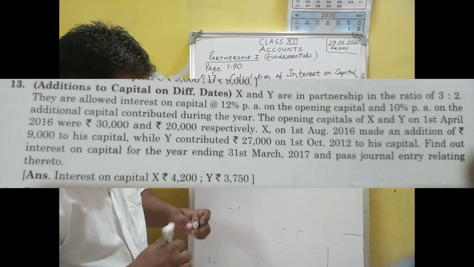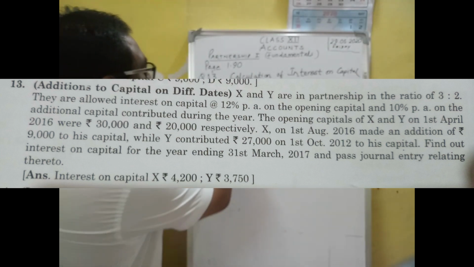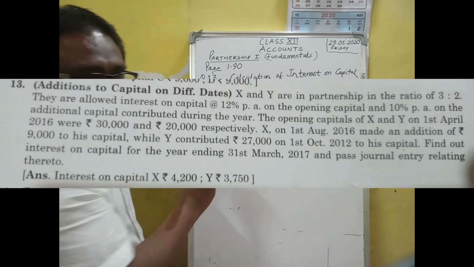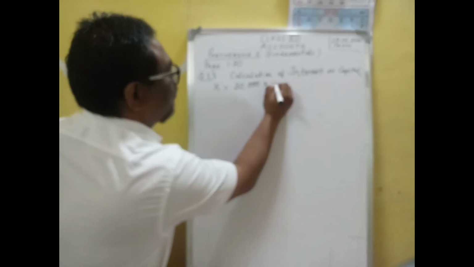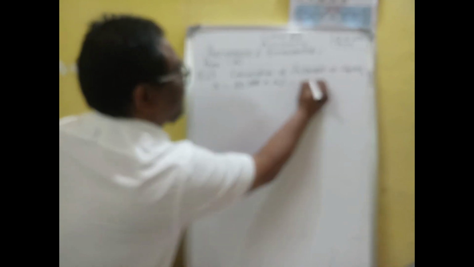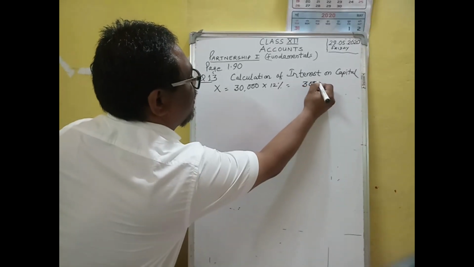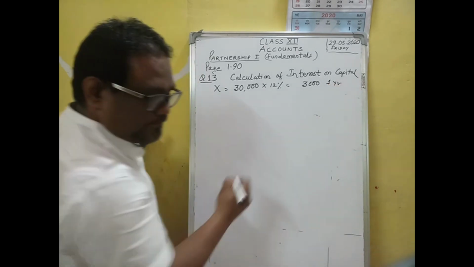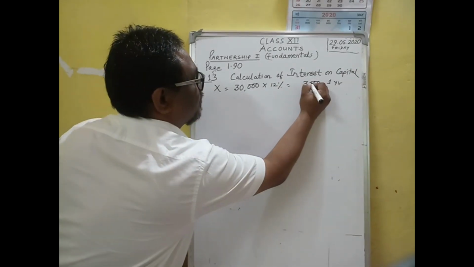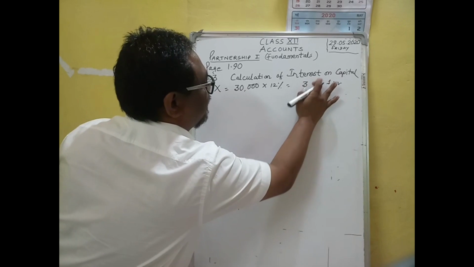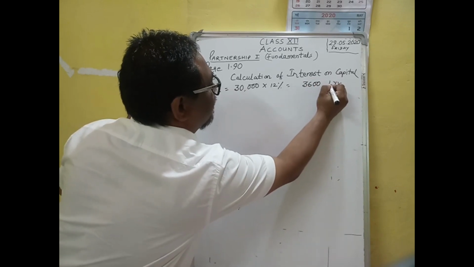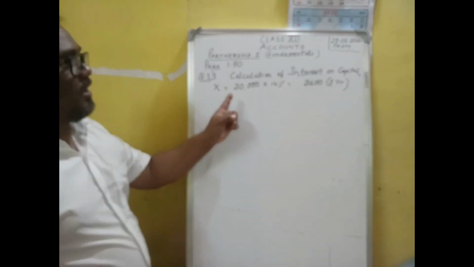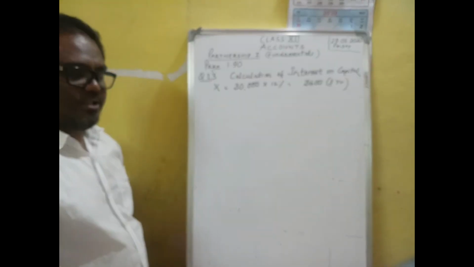So let's first of all calculate the interest on capital. X's opening capital is 30,000 into 12% rate of interest, that will come to 3,600 for one whole year. For 1 year, 30,000 into 12% is 3,600.